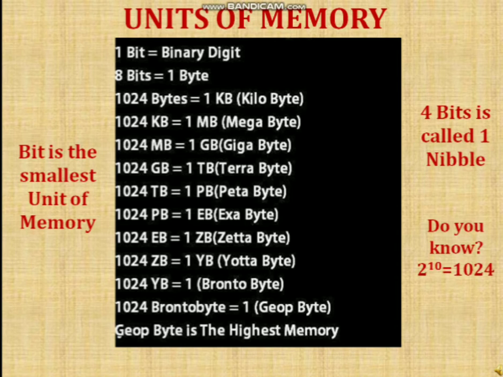Next question that arises is, how to measure memory? Answer is units of memory. Bit is the smallest unit of memory, which is generally in form of 0 and 1. Group of 4 bits is called a nibble. Group of 8 bits is called a byte.